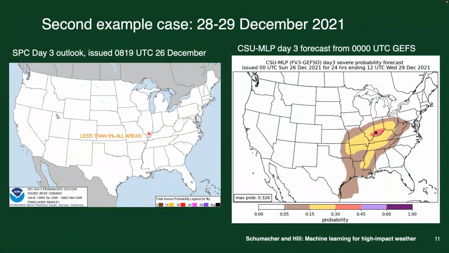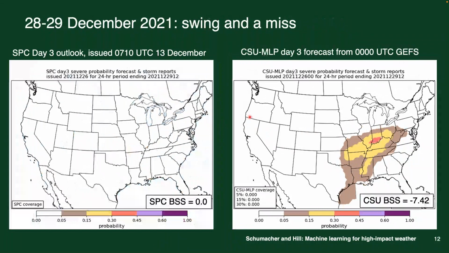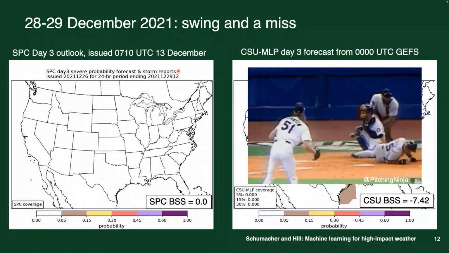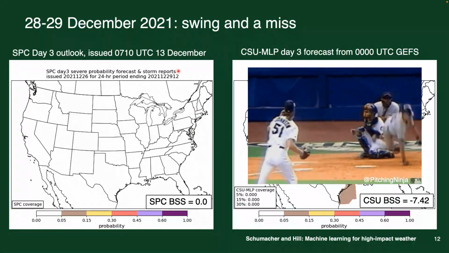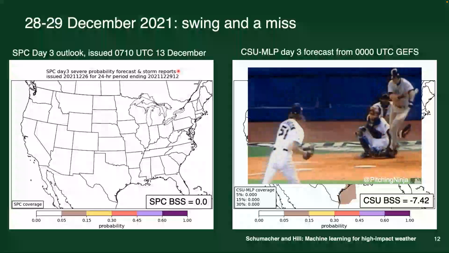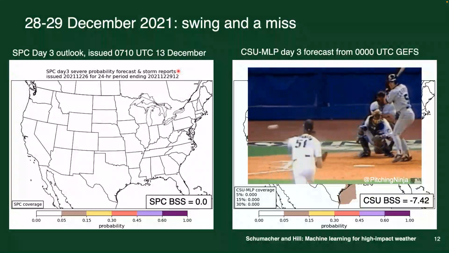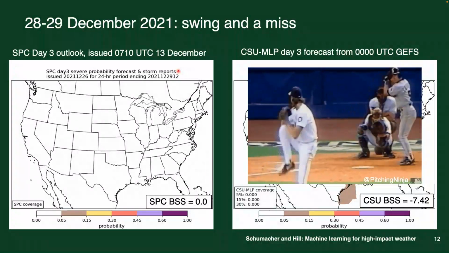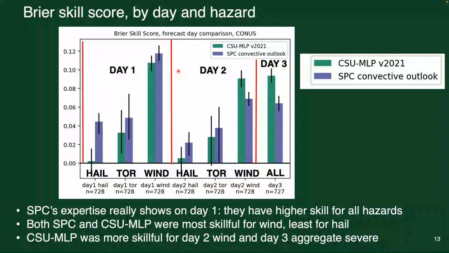This is another example from just a couple weeks later where our system had some high probabilities in the day 3 outlook as well. And what happened in this case, basically nothing. So this was a pretty big false alarm, swing and a miss type category for our system on this day. So this is the kind of stuff we're trying to figure out: what are the cases where it's doing well, and why is it failing on the days where it's failing?